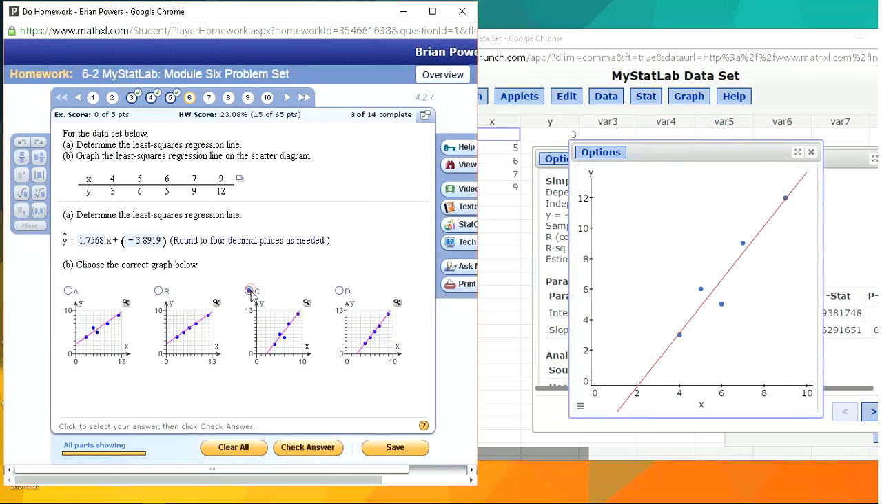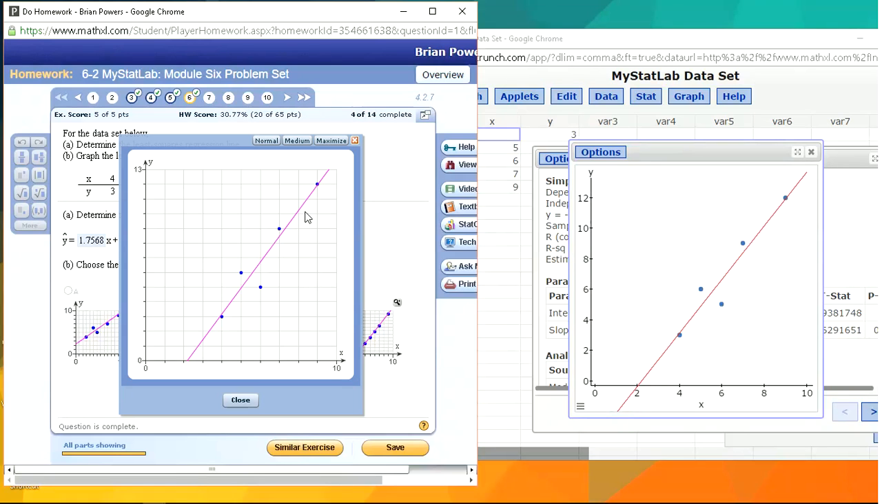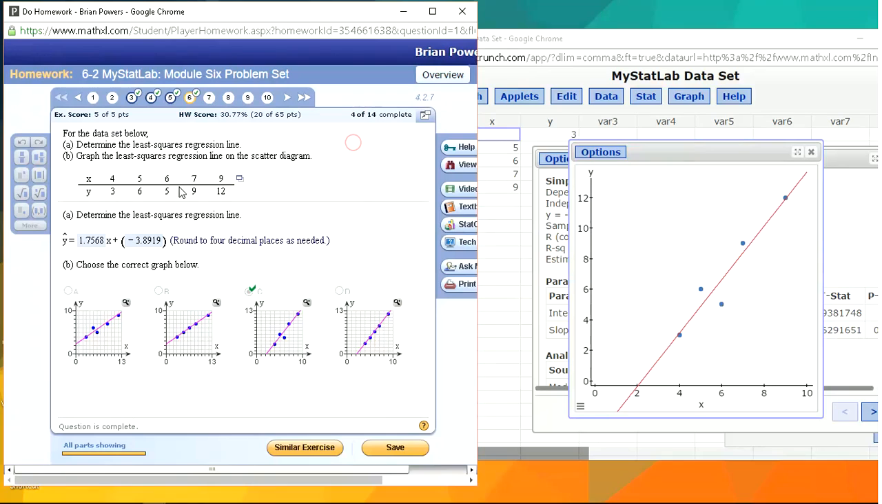Okay, so let's check it. You can, of course, also look at this and just check the points one by one and see if they match up with the points that are given in the data. That's also fine. You can do it that way.